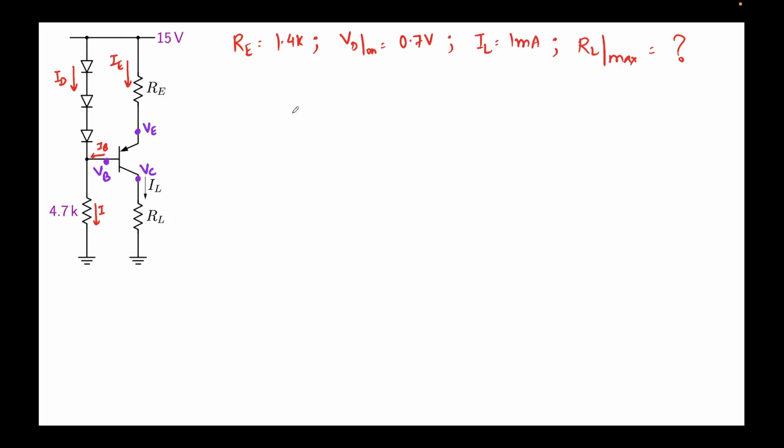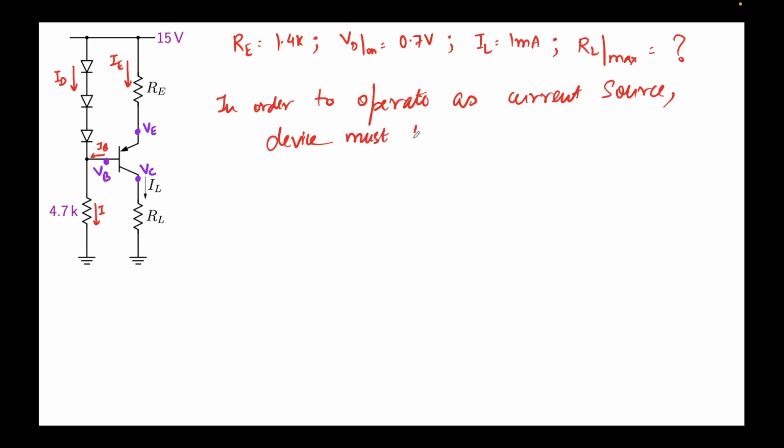Now for RL max, note that we require this to operate as a current source. Please remember that. In order to operate as a current source, the device must be in active mode, right? This means VCE should be greater than or equal to VCE sat. Because we are talking about PNP transistors, we cannot say VCE. As I told you, we just reverse the nomenclature. So VEC should be greater than or equal to VEC saturation. If this is ensured, you are not entering saturation. And if this condition is satisfied, we'll be fine.